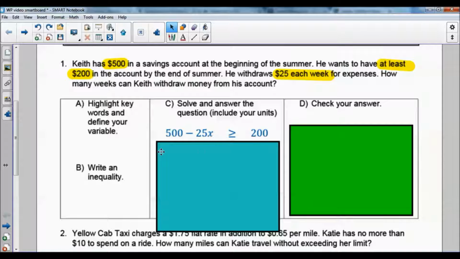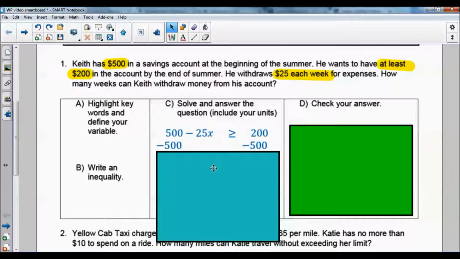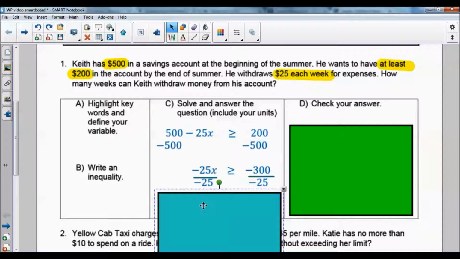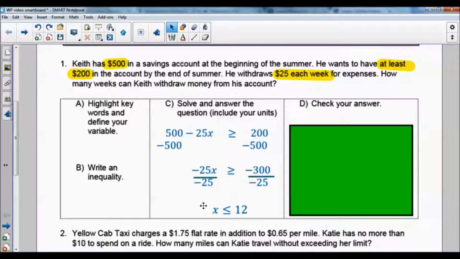Once we have our inequality written, though, it's just a two-step inequality. So all we have to do is subtract 500 from both sides. These 500s cancel out, positive and negative, so we would get negative 25x is greater than or equal to negative 300. And then from there we want to divide by negative 25 to get rid of our coefficient. And when we do that, remember, dividing by a negative flips our sign around. So we'd have x is less than or equal to positive 12, because negative divided by negative goes to positive.